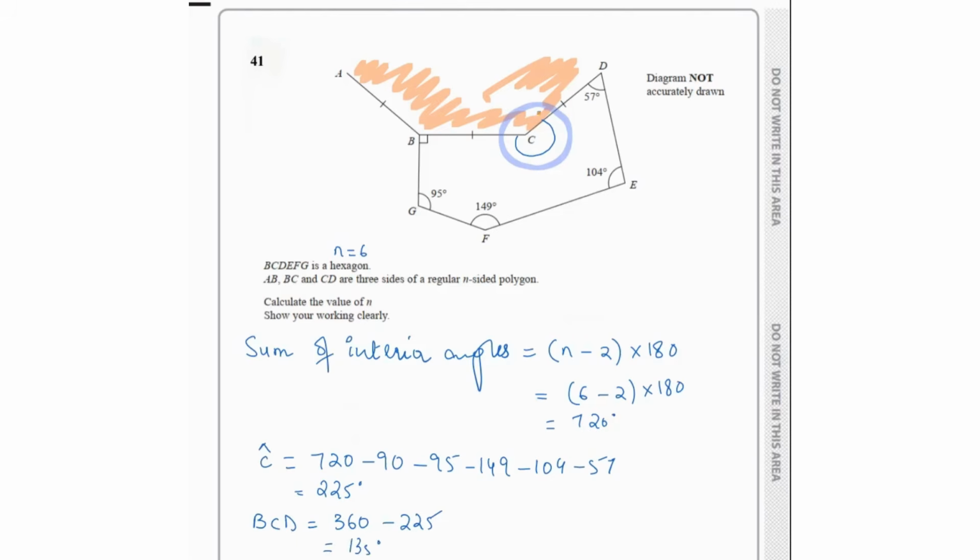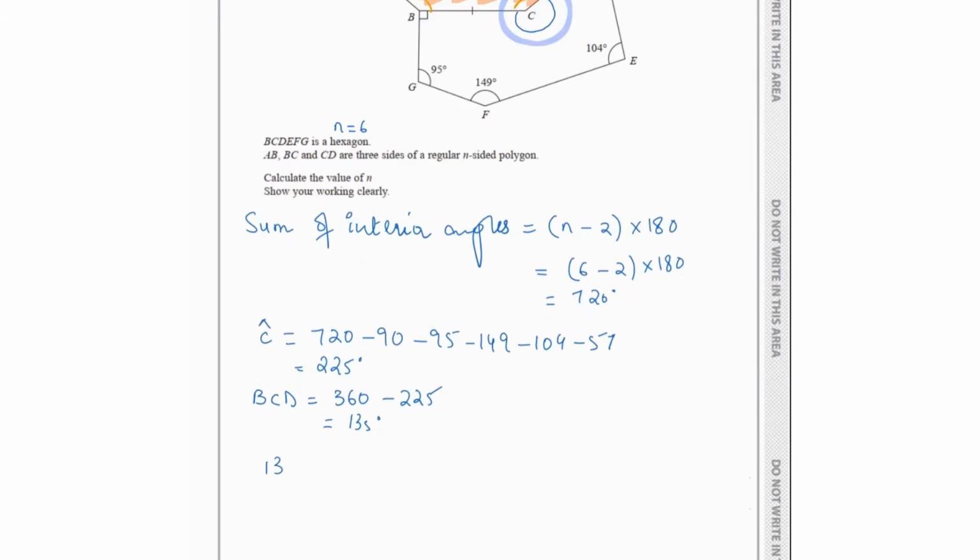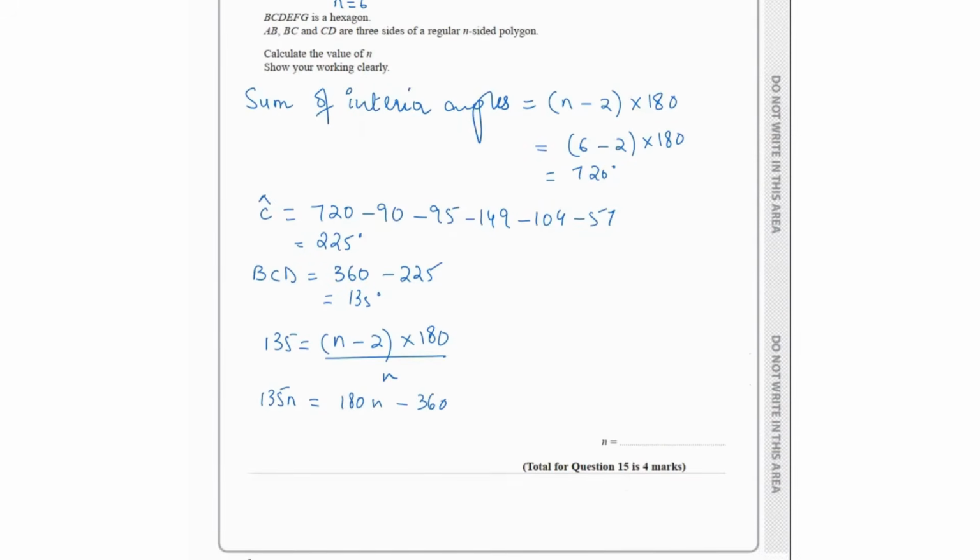So this over here is 135. This is also 135 because it's a regular polygon. So interior angles are going to be equal. So we use the interior angle formula now. 135 equals n minus 2 times 180 over n. The difference between the interior angle formula and the sum of interior angles formula is that in the interior angle formula, we divide it by the number of sides. Cross multiply, expand the brackets over here. Then we collect the like terms on each side.